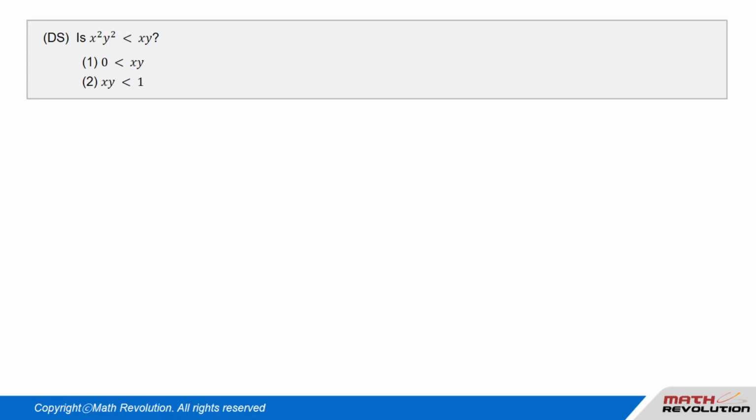Question, DS. Is x squared times y squared smaller than x times y? Condition 1: 0 is smaller than x times y. Condition 2: x times y is smaller than 1.